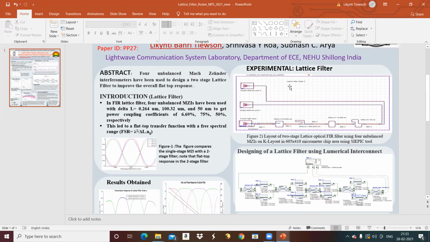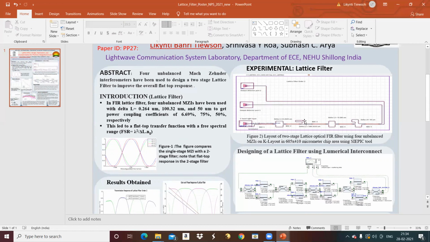Coming to the experimental, we have designed this lattice filter in K-layout. This figure shows the layout of a 2-stage lattice optical filter using Psi-APIC2. As we can see, we have used 3 fiber grating couplers through which the input or output is taken. This box here is the detector. We have used 2 detectors and 1 laser. Also, we have used 5 broadband directional couplers. This is a broadband directional coupler, and there are 5 in total.